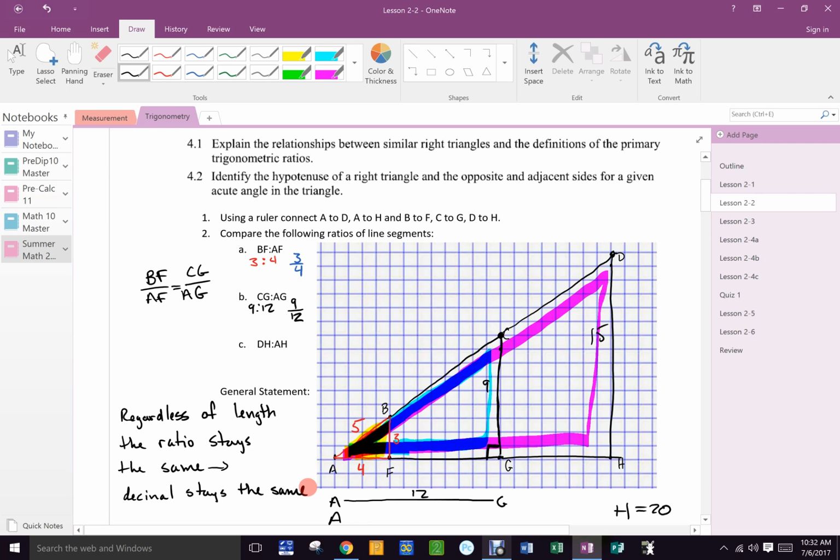Is everybody cool to there? Even the people that have never seen trig, you're all okay with that, yes? Because it makes sense, right? We've drawn it, we've proven it, right? Okay.